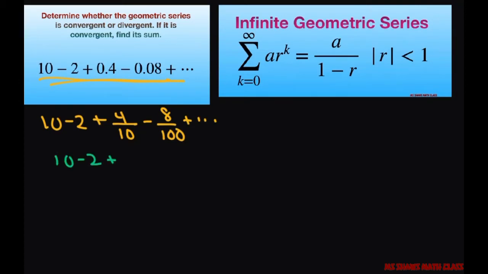This would be 2/5, and this one would be 4 divided by 50, which is 2 divided by 25.